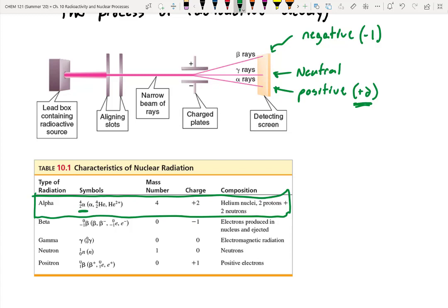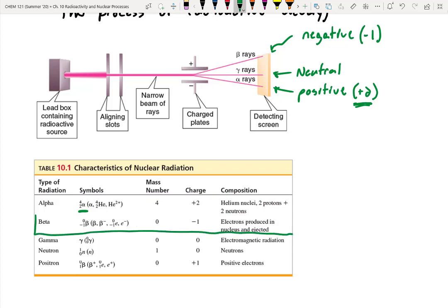We don't usually use the He symbol here, to differentiate it from regular chemistry. We want to make sure that the reader understands that this is nuclear decay, which is why we swap it out for that alpha symbol. Okay, and then beta, if we look under here, is a little bit weird.